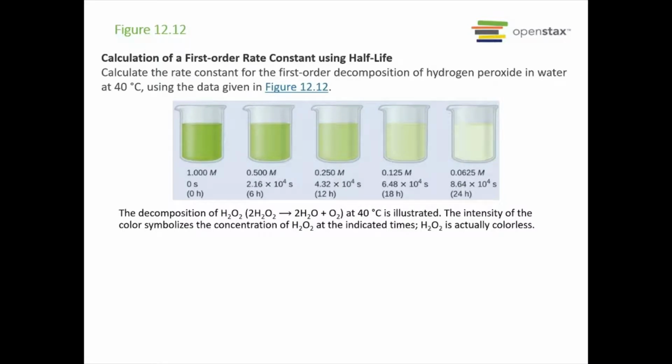So let's look at an example. We want to calculate a first order rate constant using half-life. We're given this decomposition of hydrogen peroxide in water at 40 degrees Celsius, and figure 12.12 is what you see below. We're given these concentrations changing over time, and it's telling us seconds elapsed as well as hours elapsed.